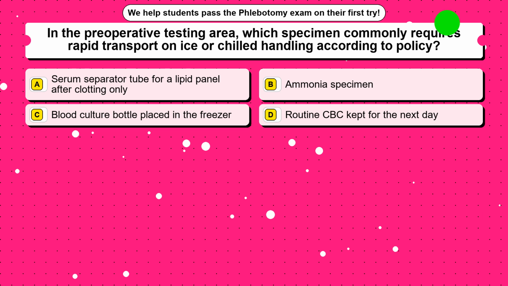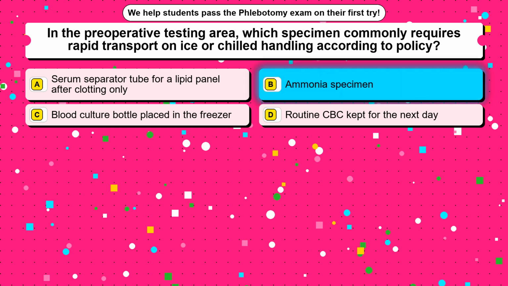Question 46. In the preoperative testing area, which specimen commonly requires rapid transport on ice or chilled handling according to policy? Option A, serum separator tube for a lipid panel after clotting only. Option B, ammonia specimen. Option C, blood culture bottle placed in the freezer. Option D, routine CBC kept for the next day.